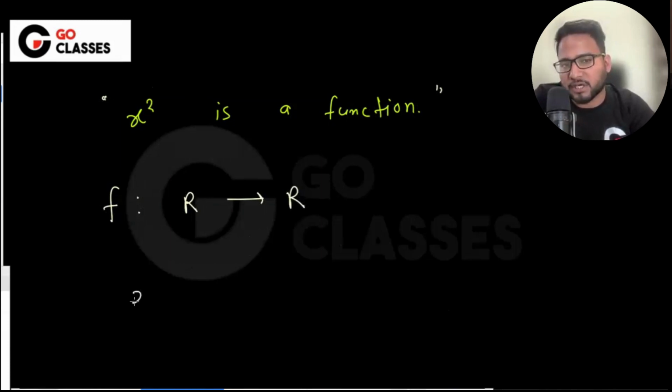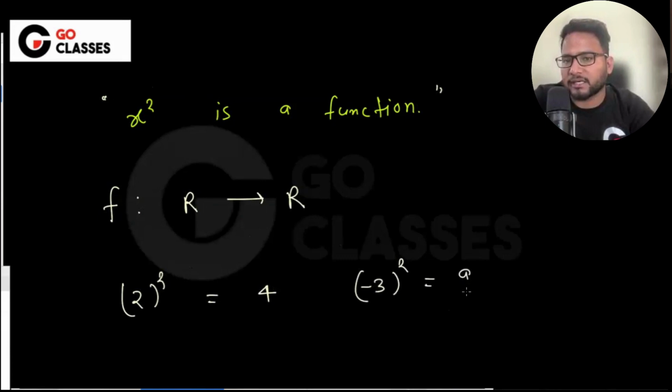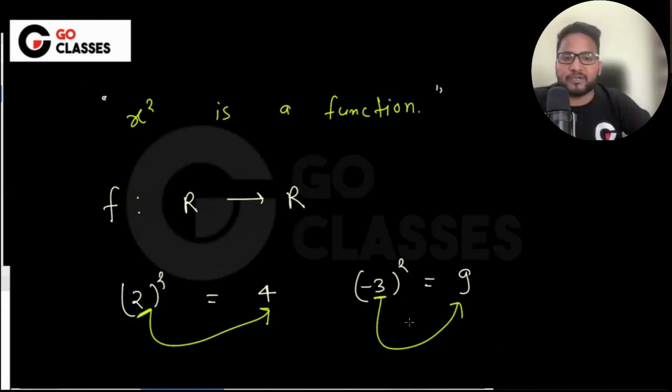For example, if I ask you what is 2 square, you will say it is 4. What is minus 3 square? You will say it is 9, something like that. This is a function which takes a value from the real numbers and finally gets to a real number. It takes this real number and gives you 4. It takes this real number and gives you 9. So this is a function.